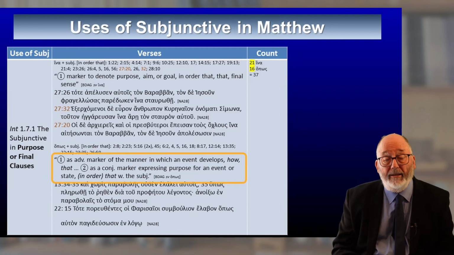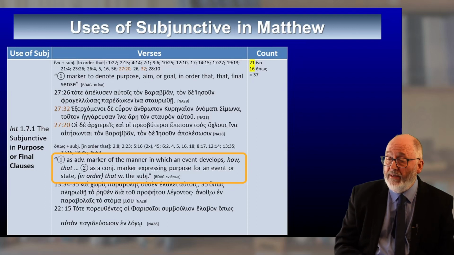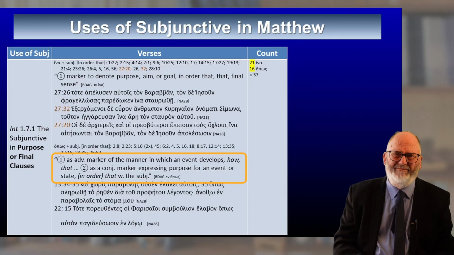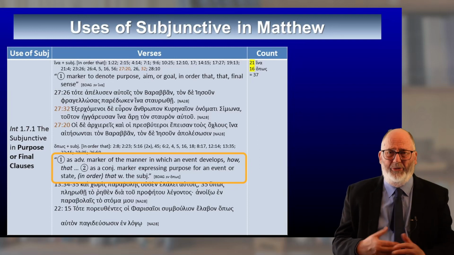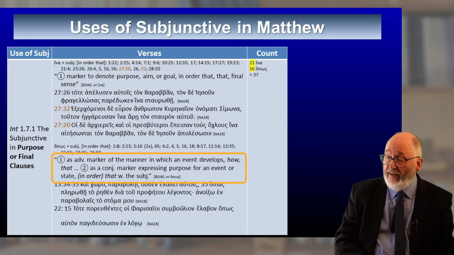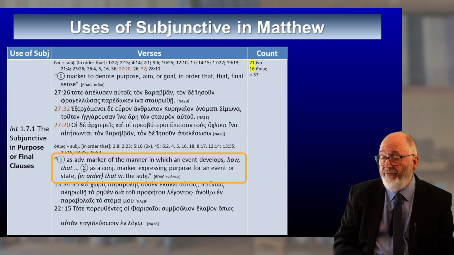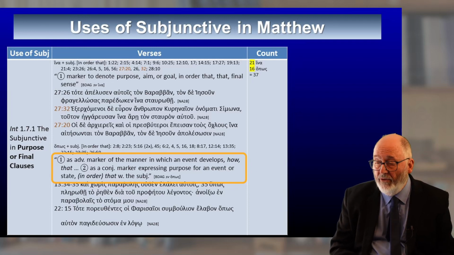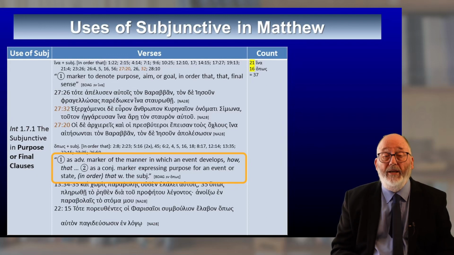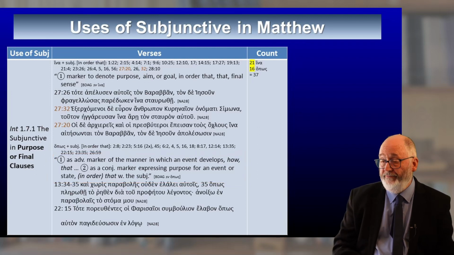According to BDAG, the most common use of hopos is as an adverb and marks the manner in which an event develops, and is translated with how or that. Two, as a conjunction, a marker expressing purpose for an event or state, in order that, and that is followed by the subjunctive. So hopos plus subjunctive is used in Matthew quite a lot to show in order that.